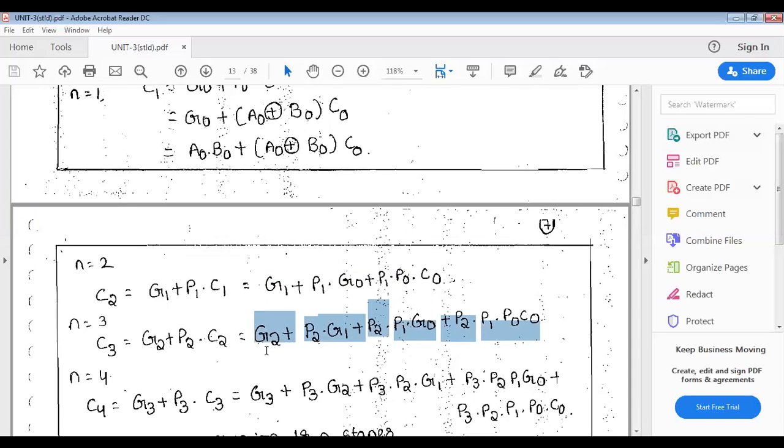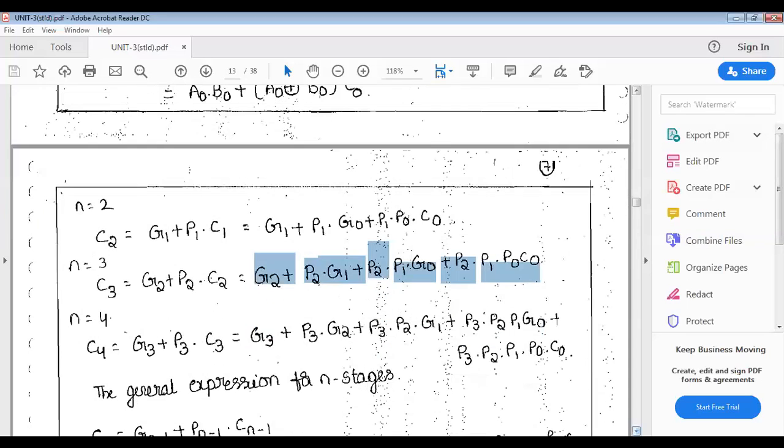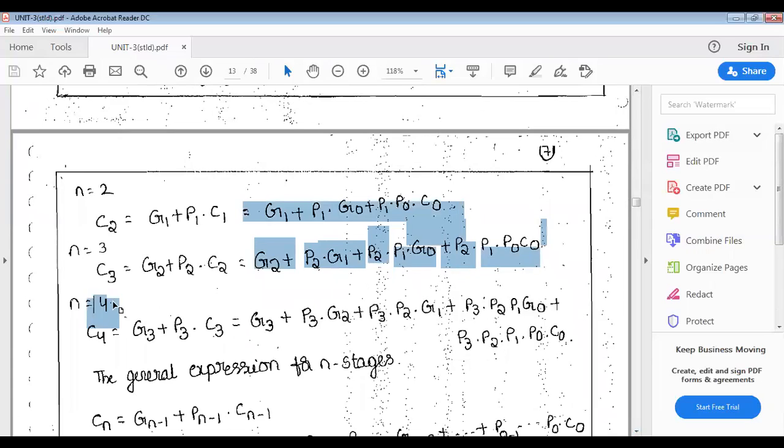And the last one we can see here, when n is equal to 3, my dear students, it's not 4, n is equal to 3. When n is equal to 3, Cn plus 1 becomes C3 plus 1, that is C4, and Gn is G3, Pn is P suffix 3, and Cn is C suffix 3.